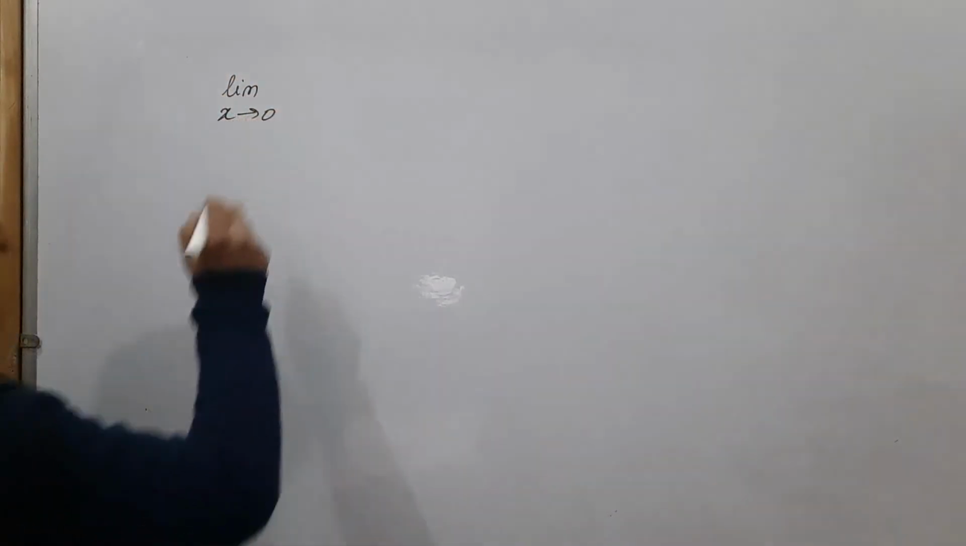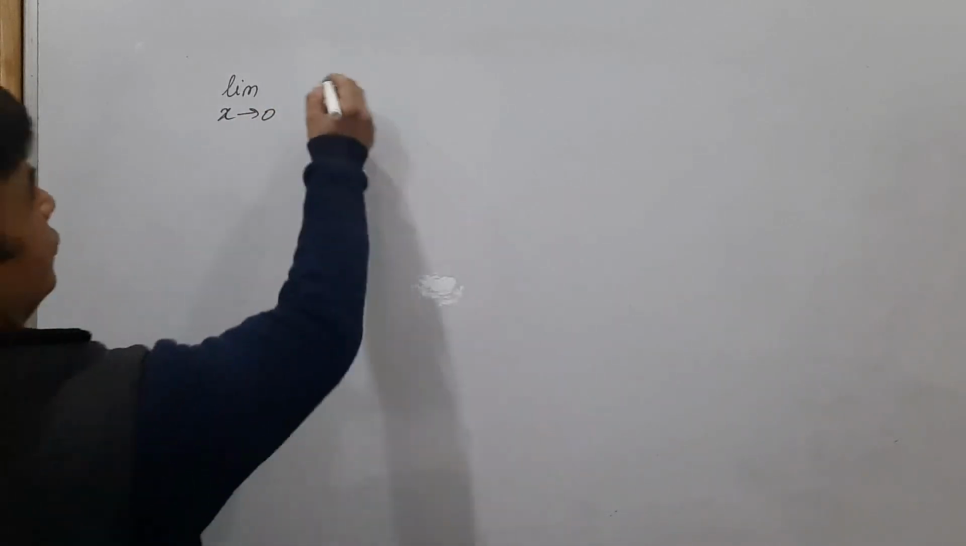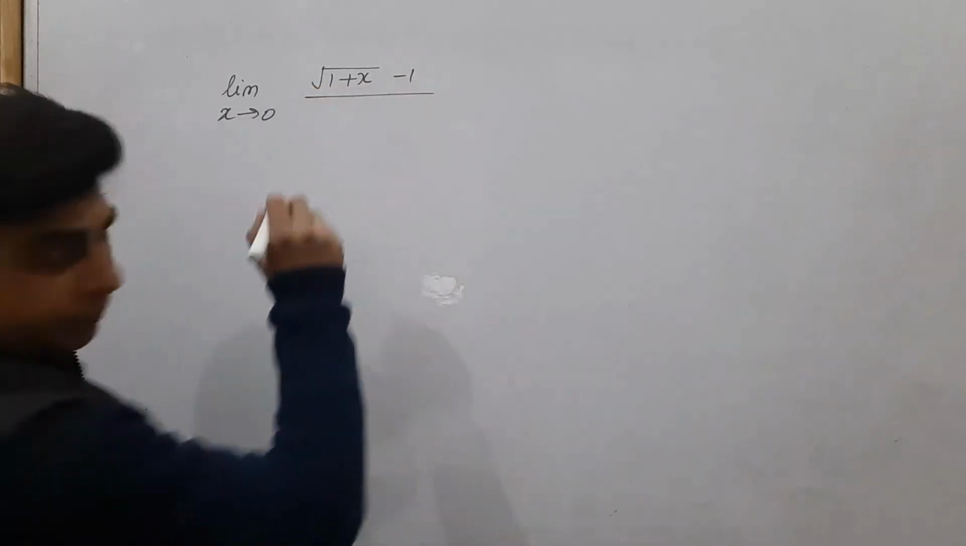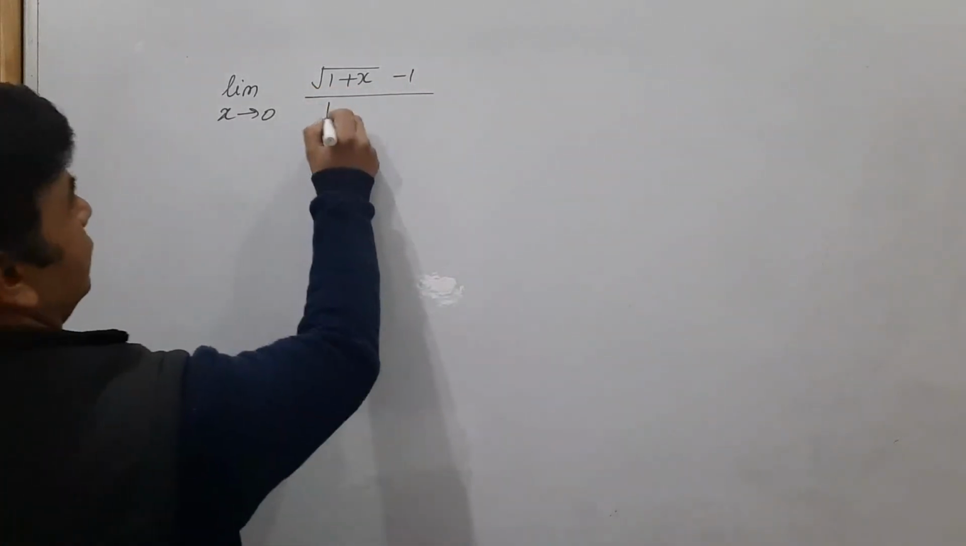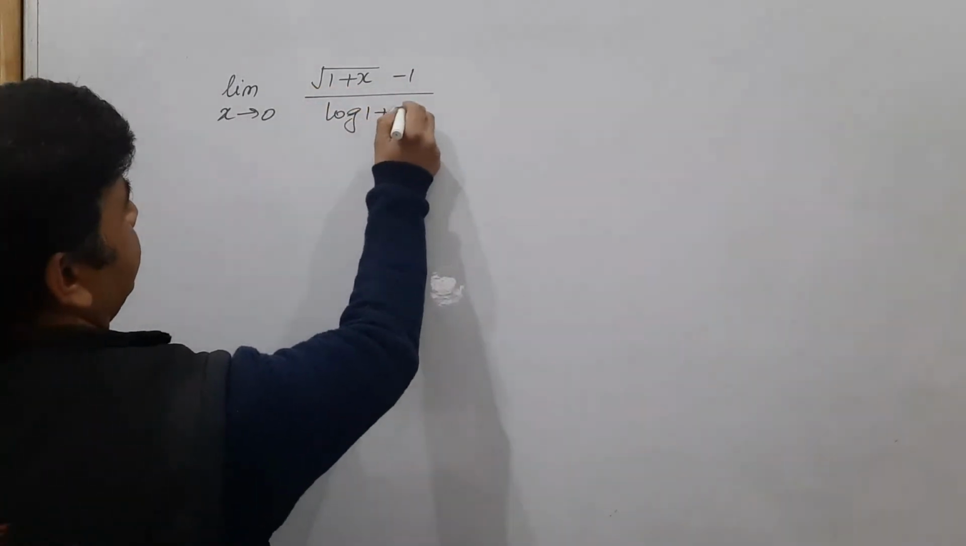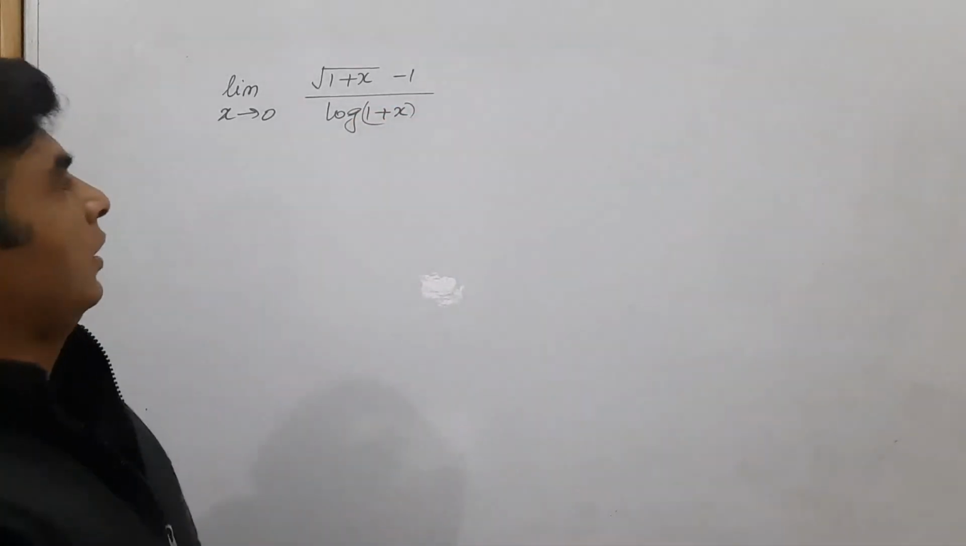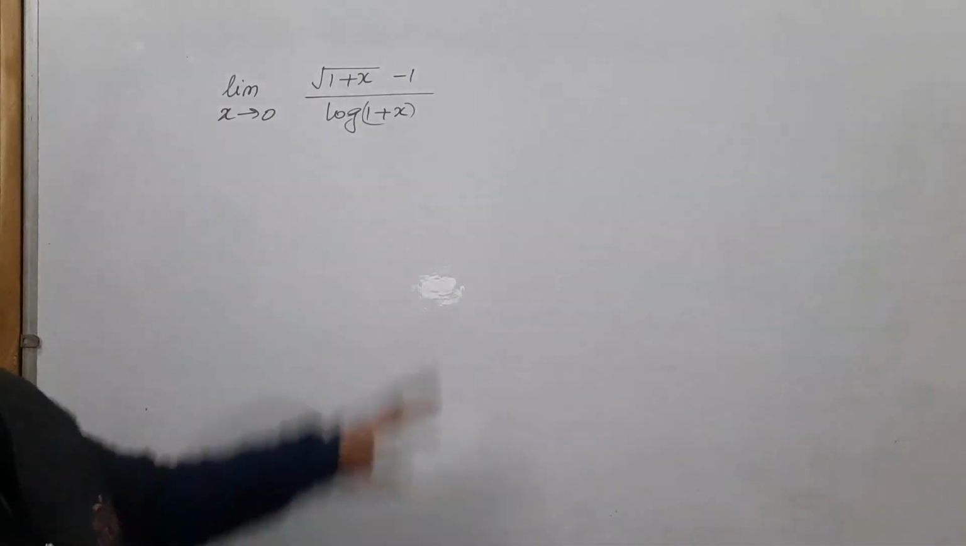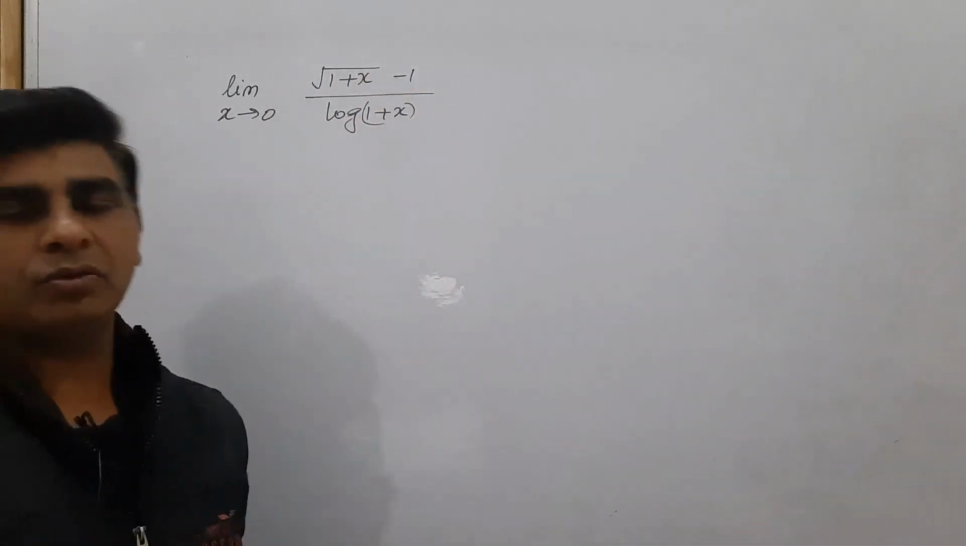So the question number is: limit x approaches 0 of (square root of 1 plus x minus 1) upon log of 1 plus x. Let's see, the logarithm function is there, बच्चों, इसके अंदर, लेकिन प्रॉब्लम क्या है कि रूट 1 plus x minus 1 is also there.